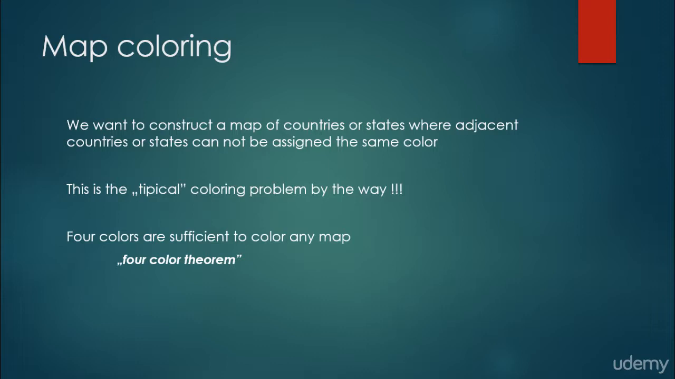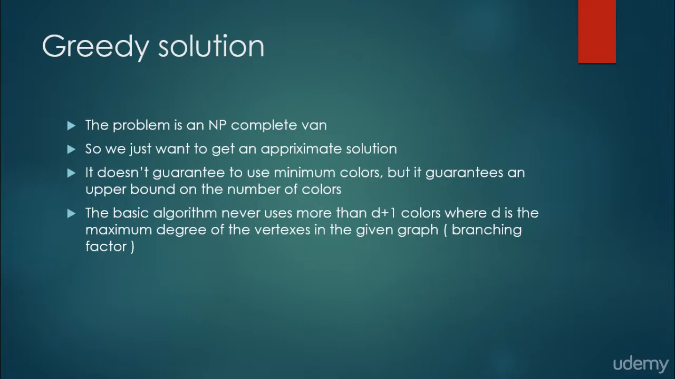Several mathematicians came to the conclusion that 4 colors are sufficient to color any map. This is the so-called 4-color theorem. So, as I said earlier, there are 2 main approaches, the greedy solution and the Welsh Powell algorithm. Let me tell a few words about the greedy one, because the problem is an NP-complete problem.